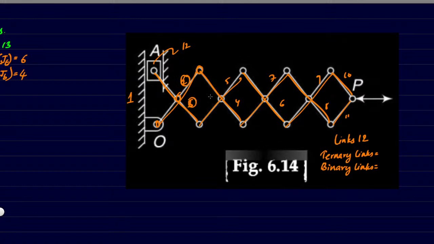1, 2, 3, 4, 5, 6, 7, 8. So a total of eight links are ternary. Then coming to binary, how many links are binary? We have the frame which is binary. Then we have the slider which is binary. And there are two more links here, 10 and 11. Those are binary. So a total of four links are binary. Now how many binary joints are there?